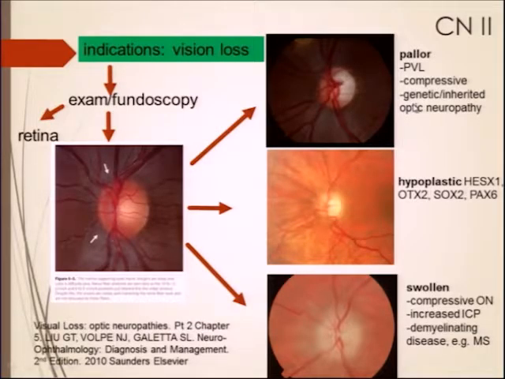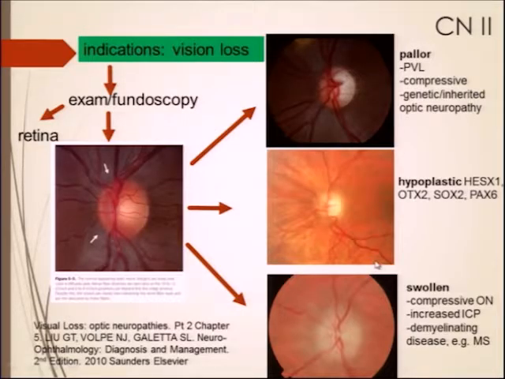For instance, if the nerve is particularly pallid, you may wonder if it's a compressive optic neuropathy, maybe associated with periventricular leukomalacia, or an inherited optic neuropathy, as opposed to a hypoplastic nerve that may be associated with different genes, again, that are involved in ventral forebrain patterning, or a swollen optic nerve, which is often considered an emergency where we're concerned about papilledema.